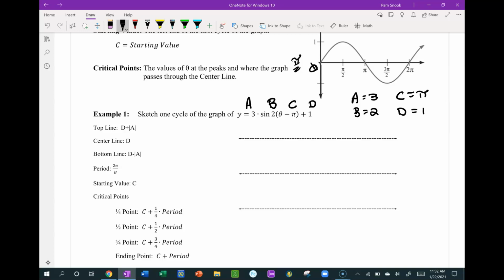All right, now I'm going to come in and set up my scale. My top line is going to be at D plus the absolute value of A. So I get 1 plus 3, that equals 4. So this top line is going to be at 4. My center line is going to be at D, so my center line is at 1. And then my bottom line is at D minus the absolute value of A. So 1 minus 3, so I get a negative 2. So that's going to be my vertical scale.